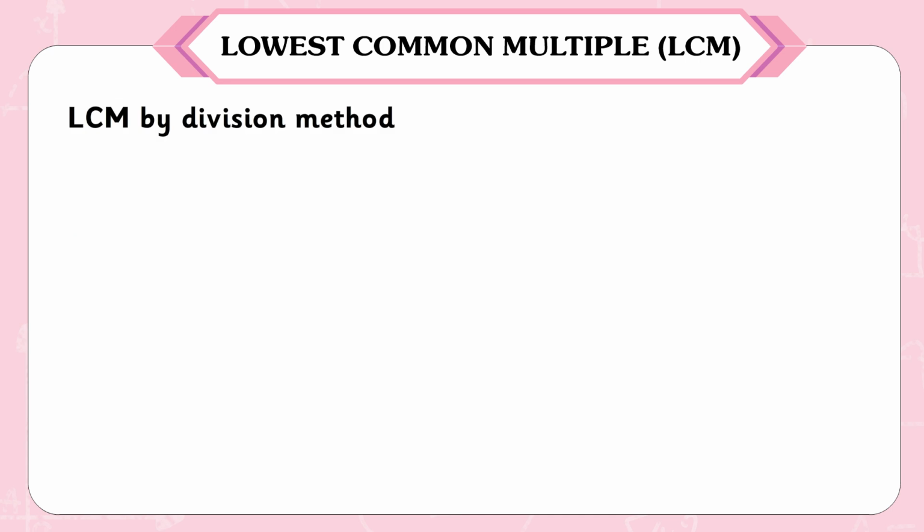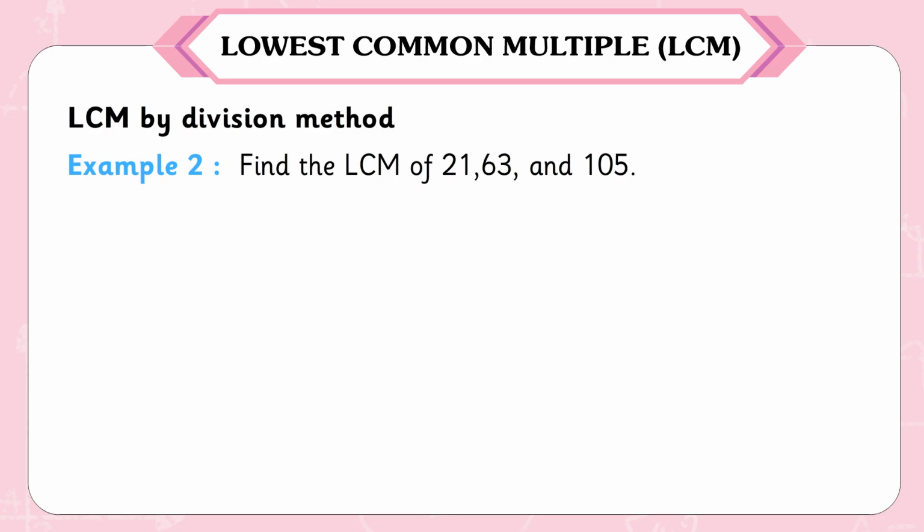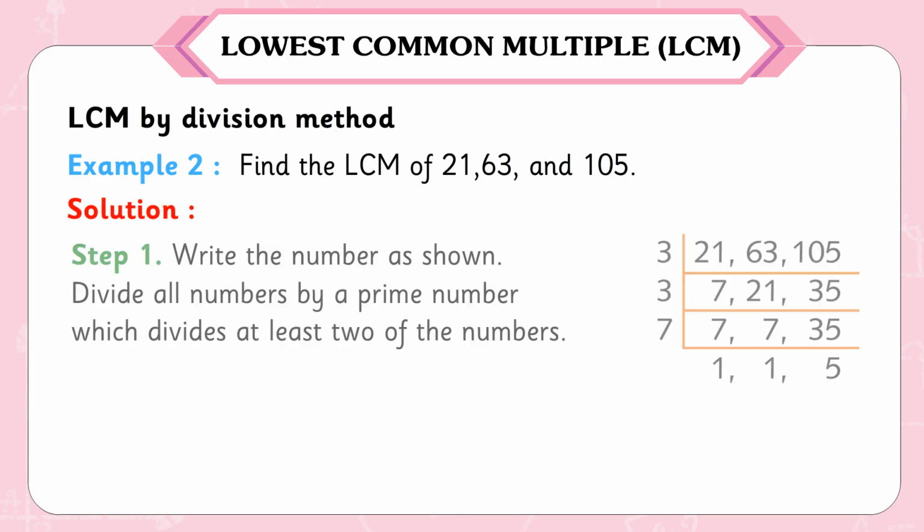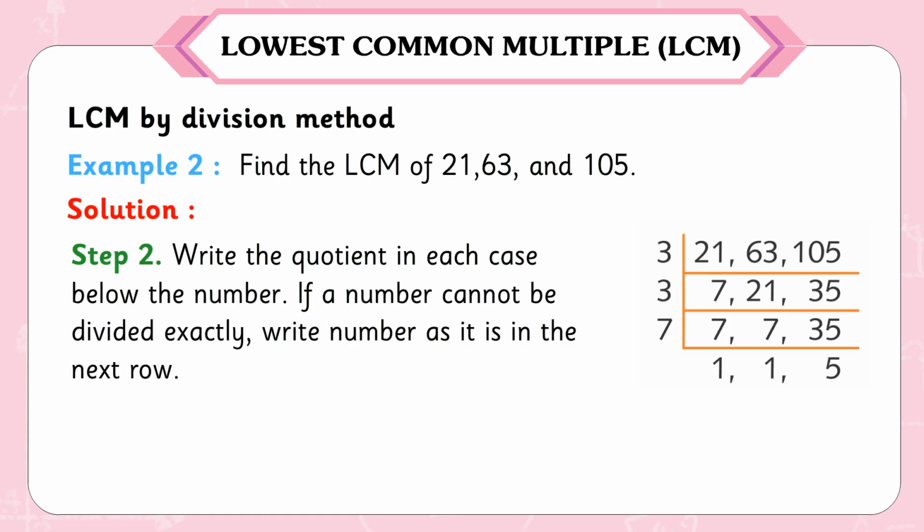LCM by division method. Example 2. Find the LCM of 21, 63 and 105. Solution. Step 1. Write the numbers as shown. Divide all numbers by a prime number which divides at least two of the numbers. Step 2. Write the quotient in each case below the number.